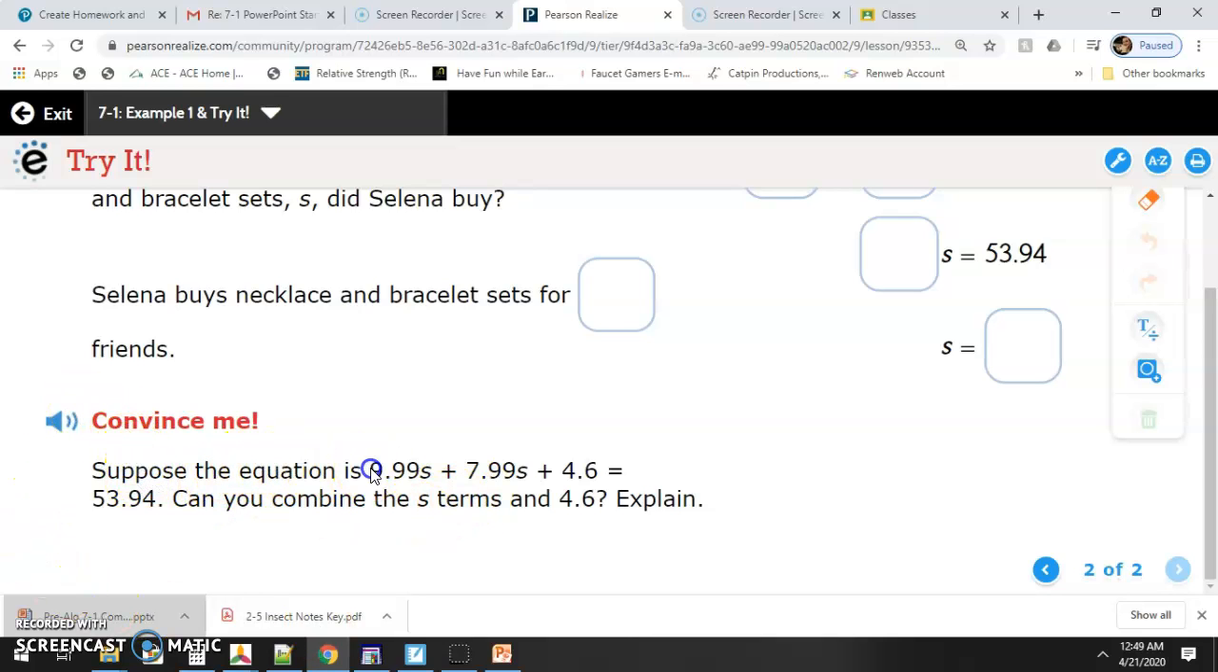Suppose the equation was this. Can you combine the s term and 4.6? And the answer to that is, let's think about it. Nope, you can't combine those. Those aren't like terms, so you don't want to combine those two. But what you would do first on this one is you would combine the 9.99s and the 7.99s. You would add those two together, and then you would have to do a two-step equation from there to try to get s by itself.